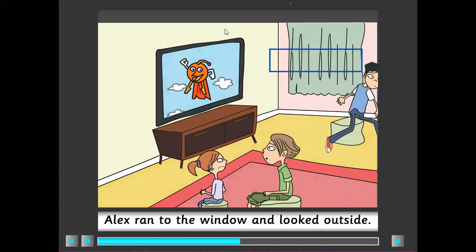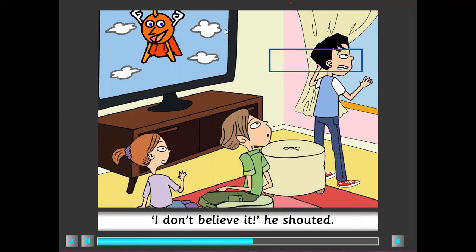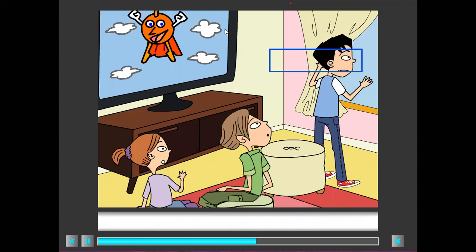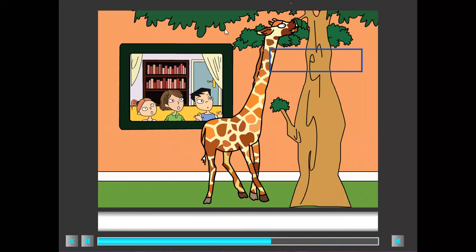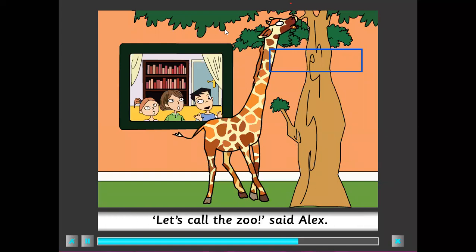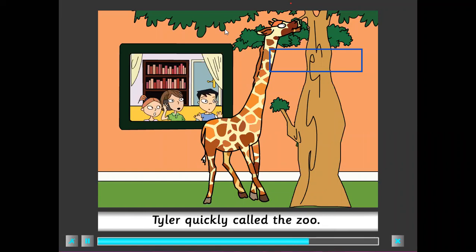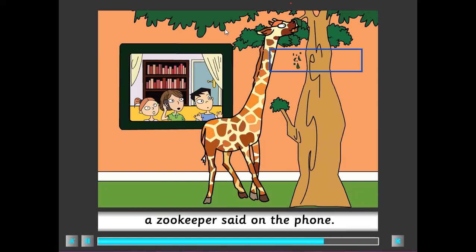Alex ran to the window and looked outside. I don't believe it, he shouted. Tyler and Alice ran to the window. They were very surprised. The giraffe, said Tyler. It was standing in the garden and it was eating some leaves from a tree. Let's call the zoo, said Alex. Tyler quickly called the zoo. You must stay in the house, a zookeeper said on the phone.